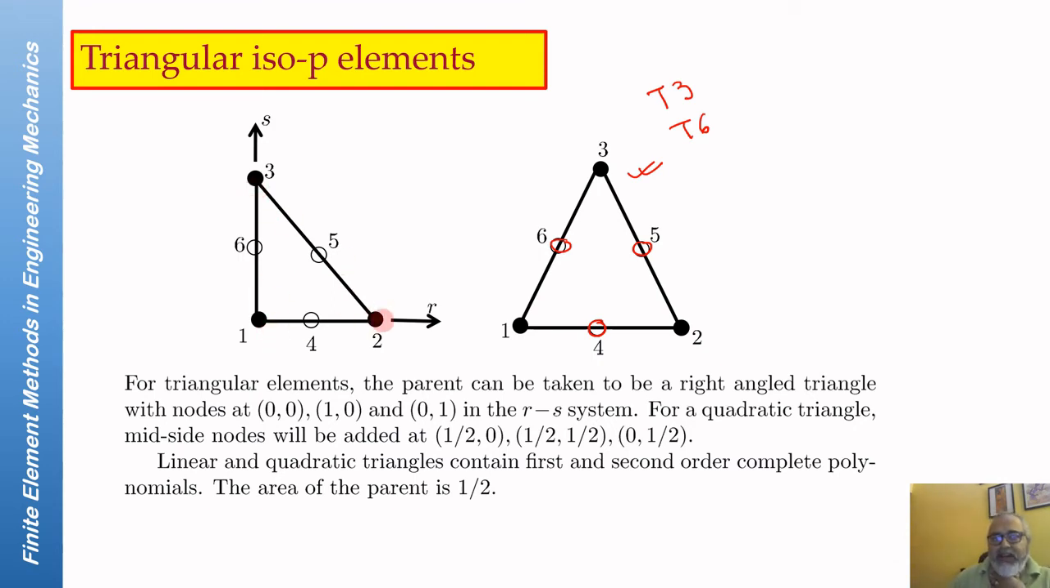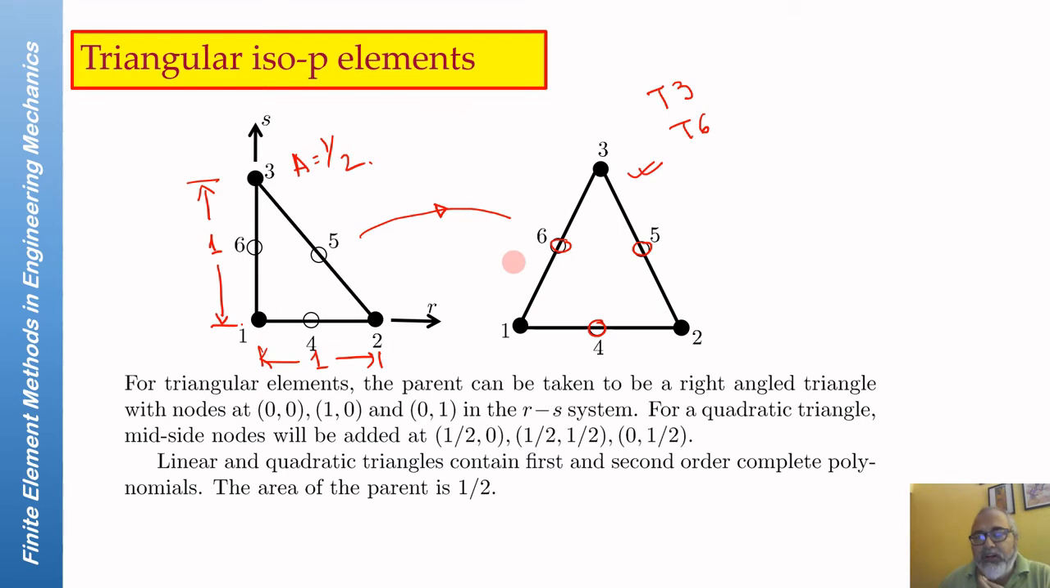Topologically similar, but it's a right angle triangle. So this is the mapping that we do. So what we envisage is these corner nodes will map from the corner nodes of the right angle triangle, and these mid-side nodes 4, 5, and 6 will also be located at the mid-sides of the right angled parent. Now this length is 1, this length is also 1, so the area of the triangle is half. Area of the parent is equal to half.